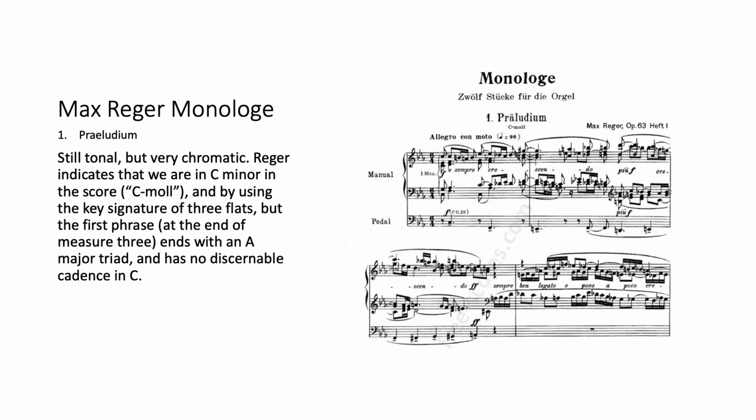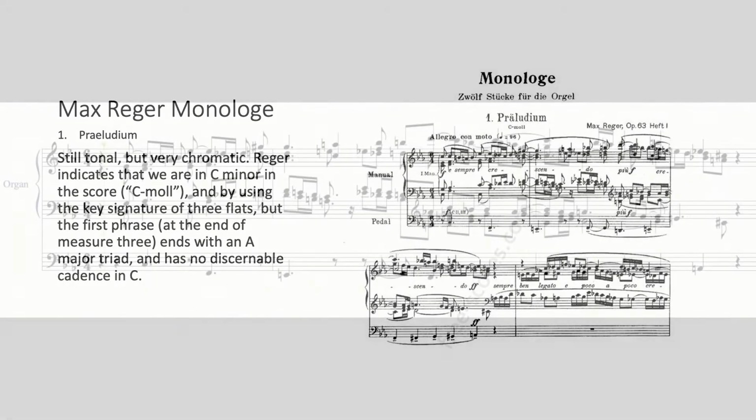As an example, we have an excerpt from Max Reger's Monologue for organ, the first movement of this set, which is called the Prelude. This is still tonal, but is very chromatic. Reger indicates that we are in C minor in the score, and he has a key signature of 3 flats. The first phrase, which we will have a version of here, ends with an A major triad, and there are no discernible cadences in C.